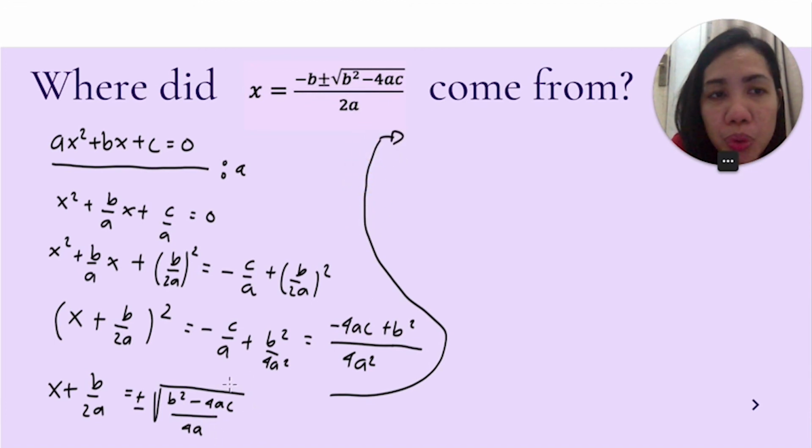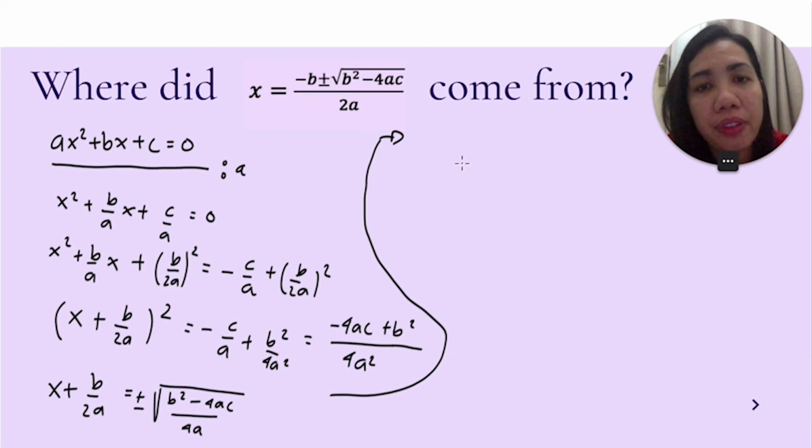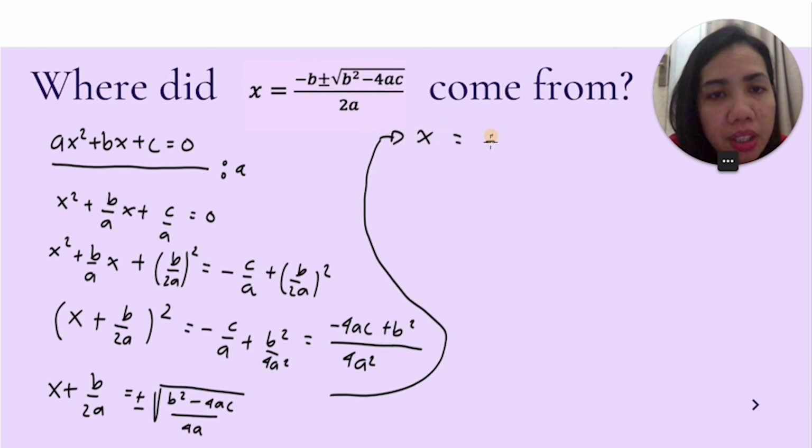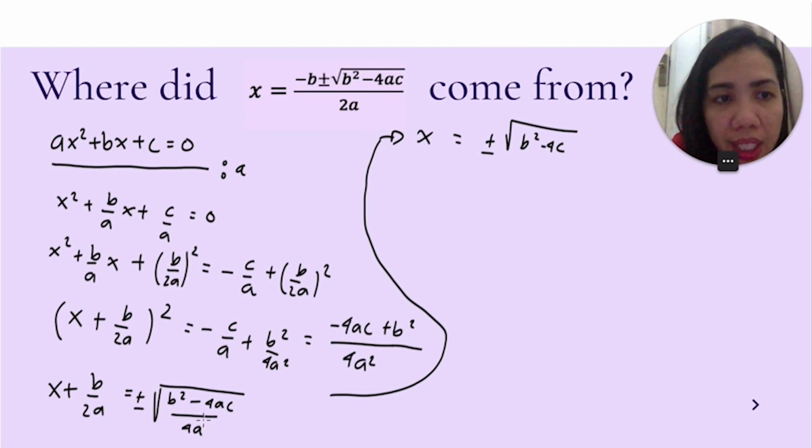Because we just want to leave x alone on the left side, we need to move this b over 2a by subtracting both sides by b over 2a. So we have x equals positive and minus the square root of b squared minus 4ac. Now I want to take out this 4a squared from the square root. So it is 2a. And then minus b over 2a.